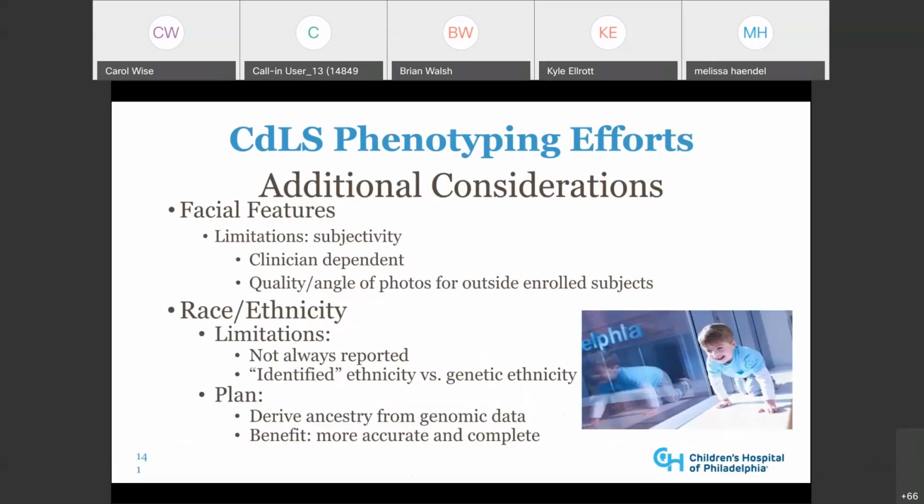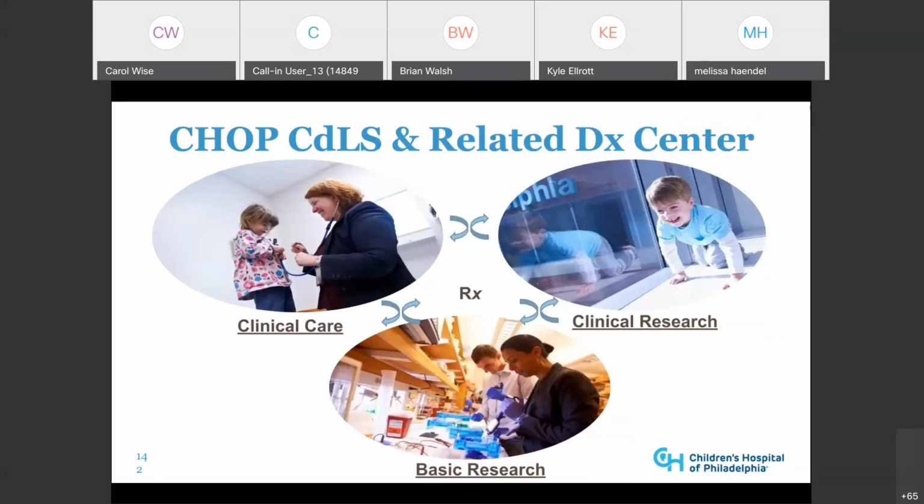And the next slide. So some additional considerations that we ran into during our phenotypic experiment was that with facial features, which can be pretty distinct in CDLS, but especially for some of the more mild cases, there can be a lot of variability. And we know that there can be subjectivity to this, depending on which clinician is performing the physical exam and documenting those facial features. Also, again, for our outside referrals, we were limited on the types of photos that were sent to us. But we tried to account for this and standardize this as best we could by having clinicians in our center with experience caring for and managing patients with CDLS review all of those cases and have their input.